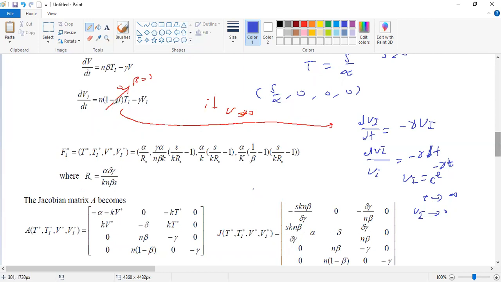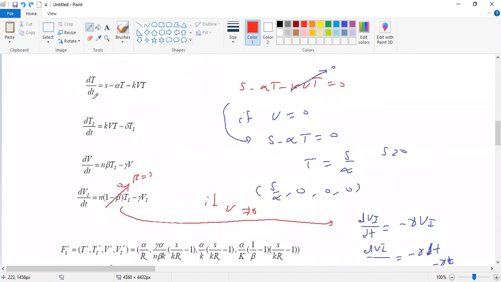Now, in case beta is equal to 1, and if v is not equal to 0, to find the equilibrium point, I solve this differential equation, the dynamical system. If v is not equal to 0, this represents the equilibrium point. We have a four-dimensional system, so we set each equation equal to 0 and solve.